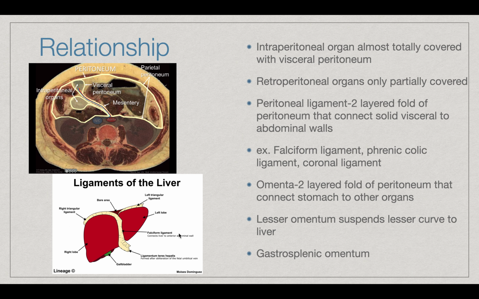The omenta are going to be two-layered folds of peritoneum, and that connects the stomach to the other organs. And the lesser omentum will kind of like suspend the lesser curve to the ligament, so it's going to kind of like hold the omenta up. And then there's another big one that connects the stomach to the spleen, which is the gastrosplenic omentum. So here's the peritoneum, as I say. This is going to be like the greater sac. Here's the intraperitoneal organs, so they're inside the sac. Mesentery.